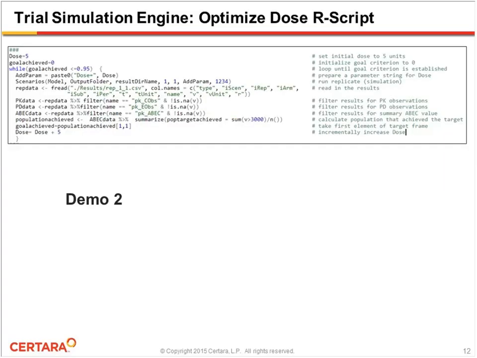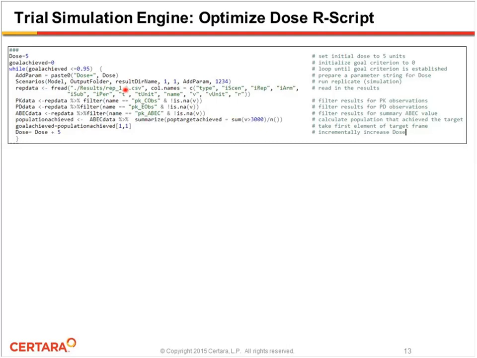Okay, let's see. What I'm showing here is the small changes to our initial R script. Once again, you can see, I define an initial dose of 5 units and set the actual criterion to 0 at the beginning. And then I enter into a while loop where the criterion is to be beyond 0.95. And so then I'm constructing the dose parameter for the next step, the scenario. I can just add this to the string and run the simulation.